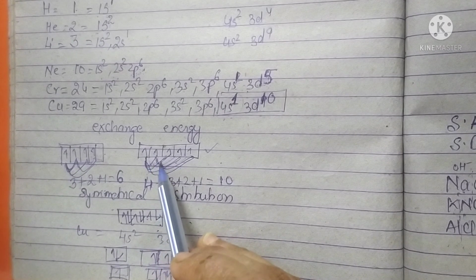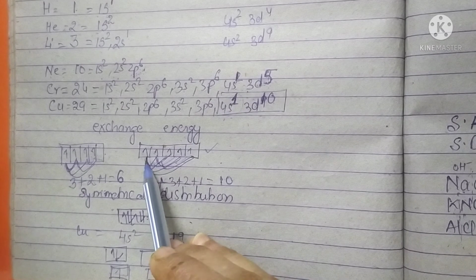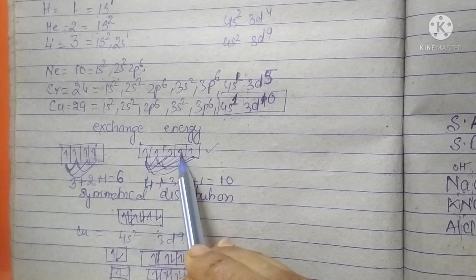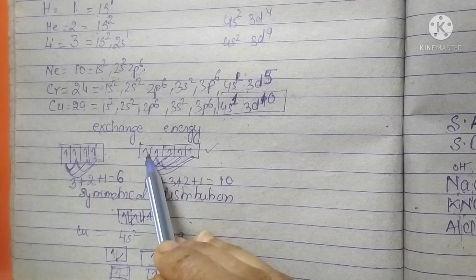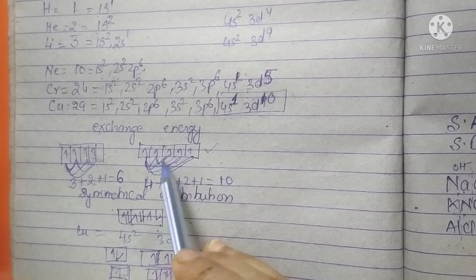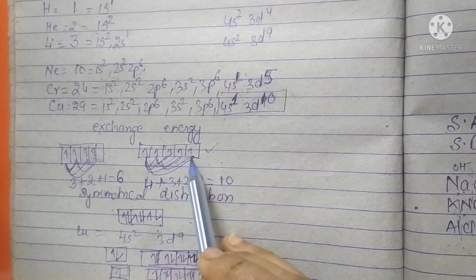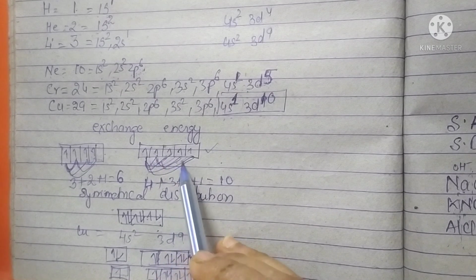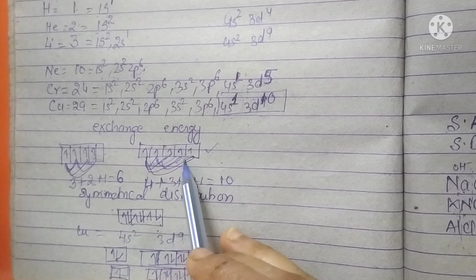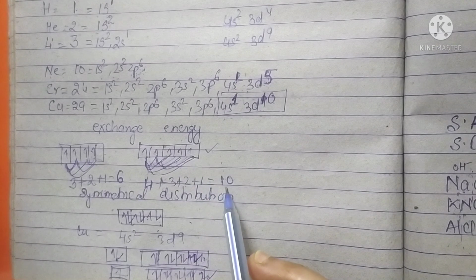So if we consider the exchanges, this electron can move to this orbital, this orbital, this orbital, or this orbital. So it can have 4 exchanges. Similarly, this electron can move to this, this and this orbital, 3 exchanges, then 2 exchanges, 1 exchange, and if we add these numbers of exchanges, it becomes 10.